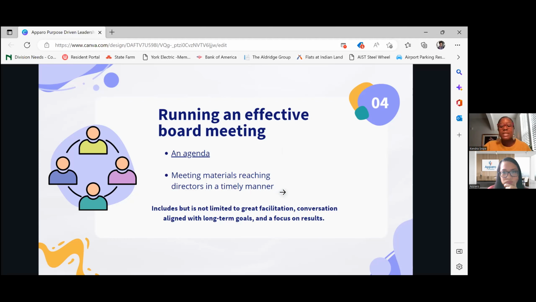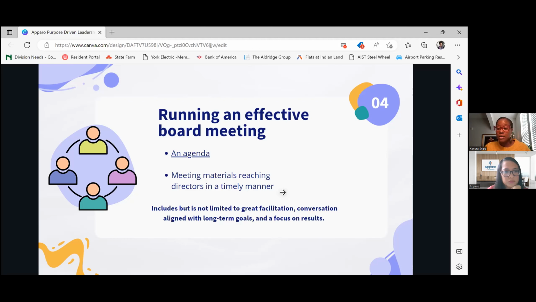They have to have materials in enough time for them to take their time, read through it, and have an understanding of what's going to be discussed so that they can adequately contribute to the conversation. Meeting materials reaching directors in a timely manner is a major part of how you are able to run an effective board meeting. So in addition to these two things, there has to be great facilitation.